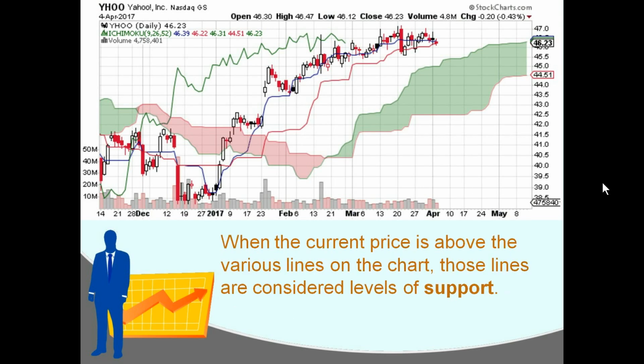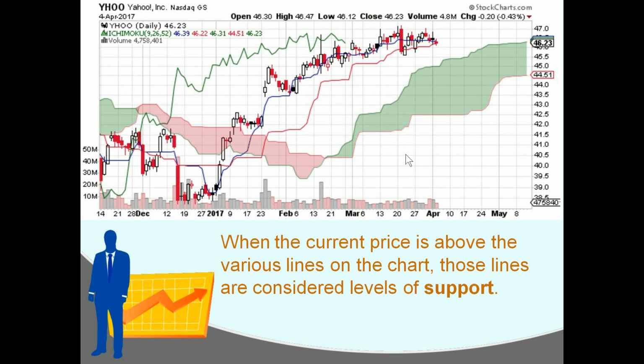When the current price is above the various lines on the chart, those lines are considered levels of support. So for example, these candlesticks here are all above the lines, and so this would be the first level of support, and this would be the next one, and then this would be the next one, and this would be the next one.